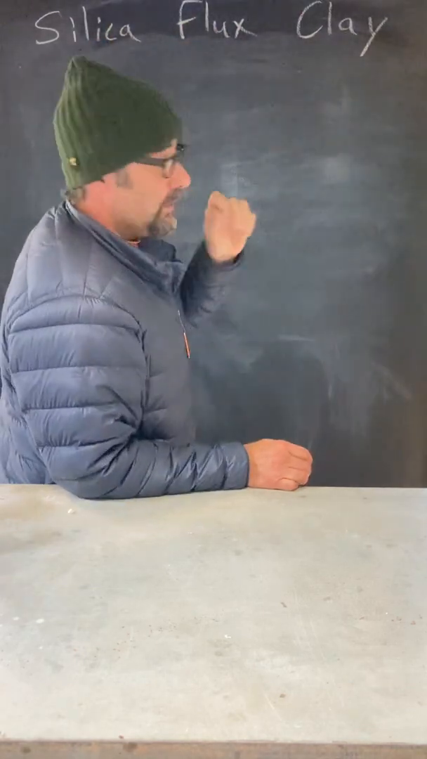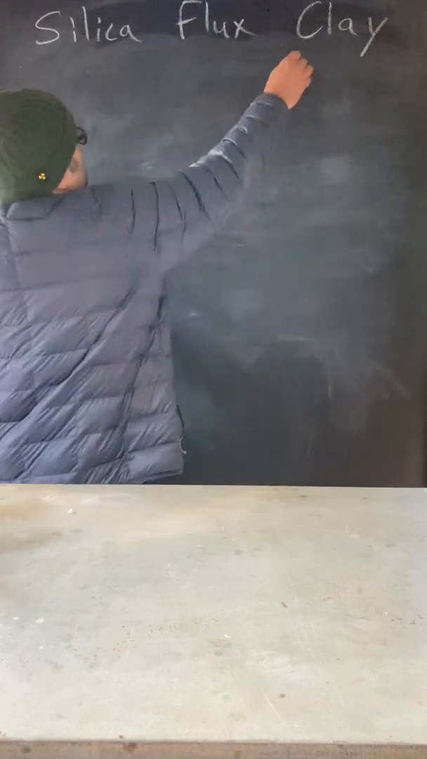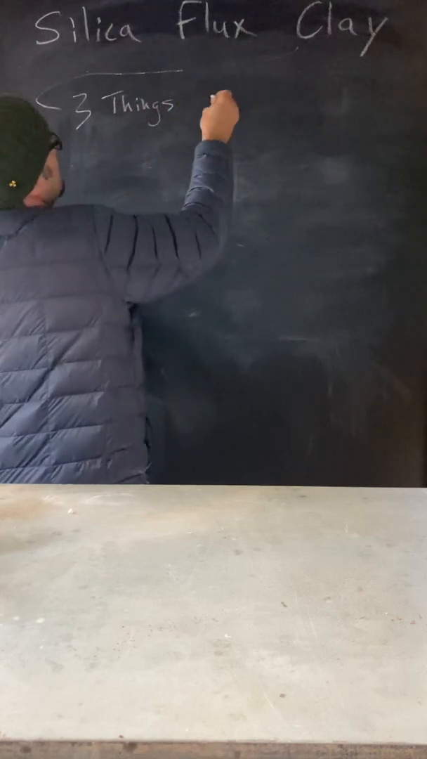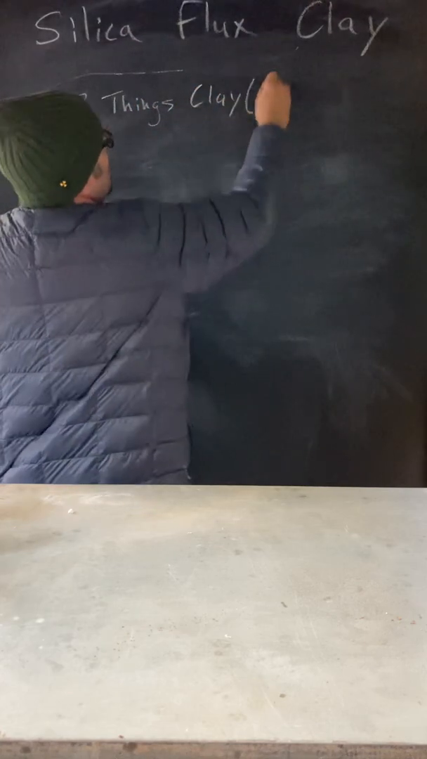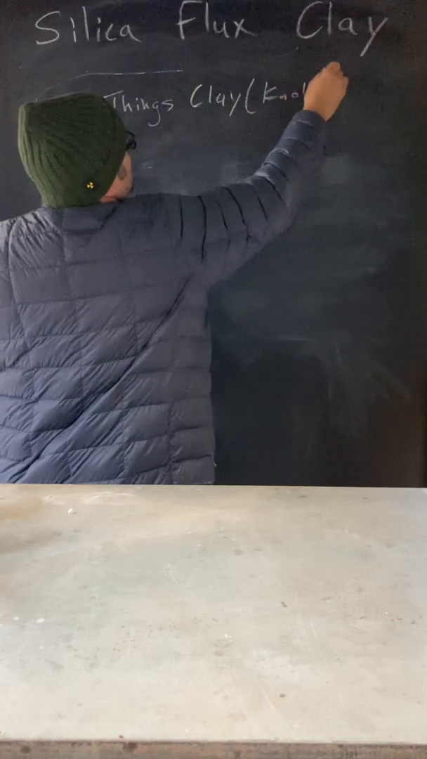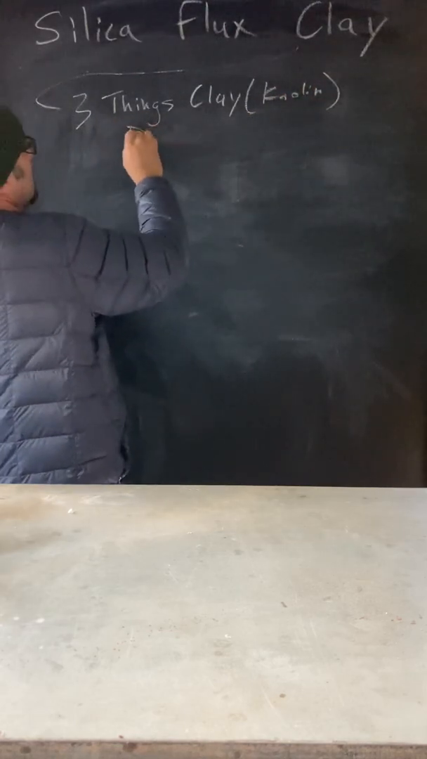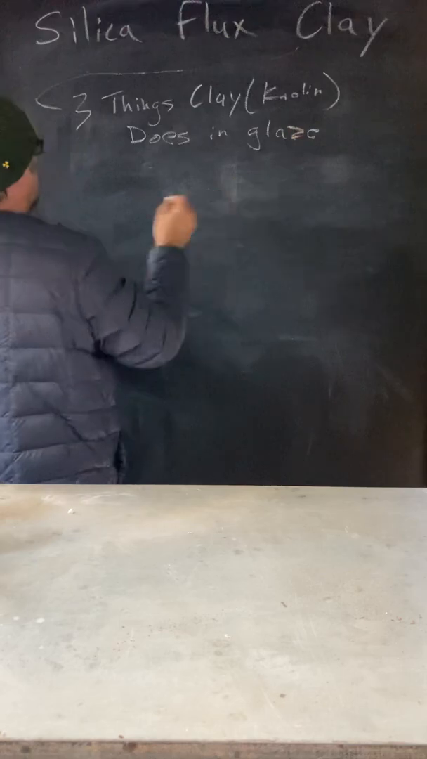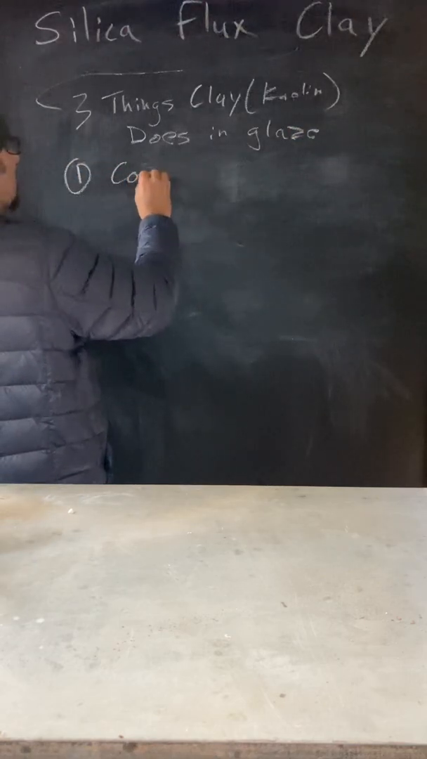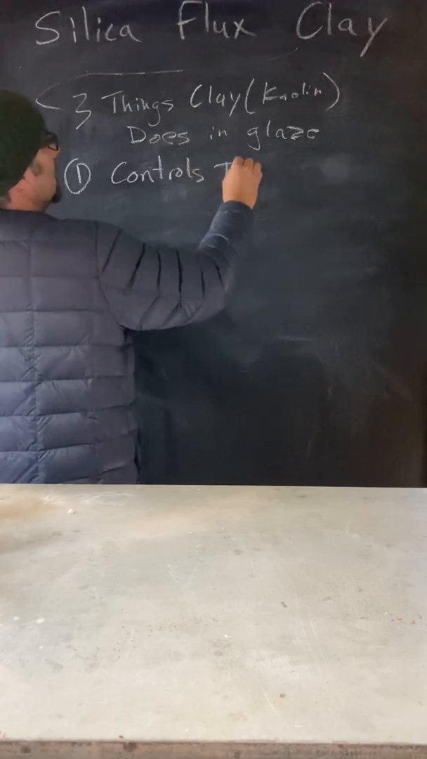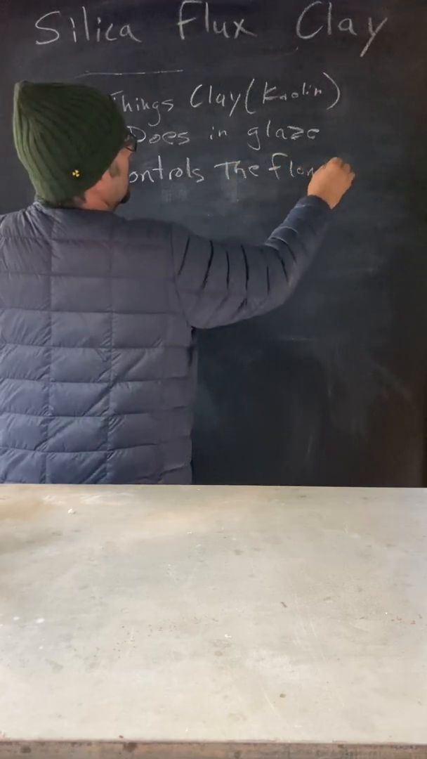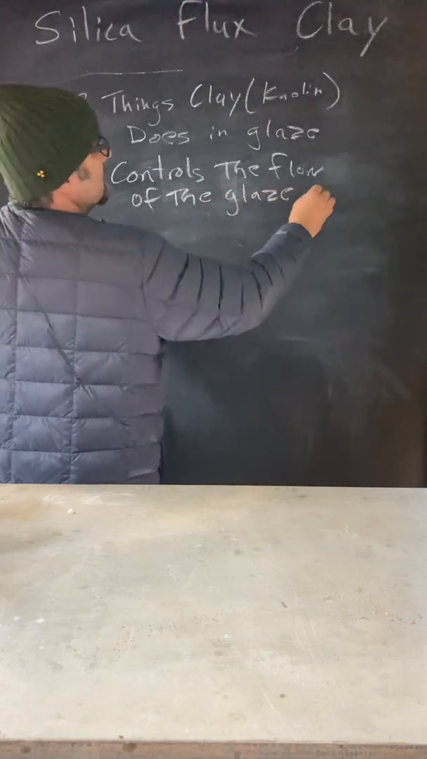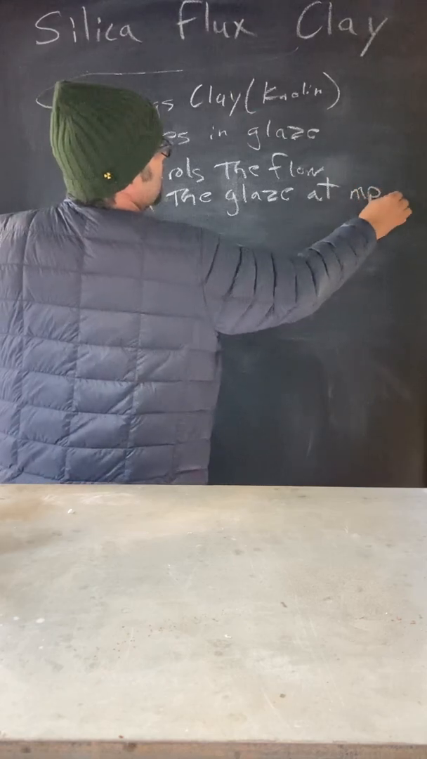What does clay do? Well, clay does a number of things in glaze. Three things. Clay, which is also known as kaolin, does three things in glaze. All right, so number one, it controls the flow of the glaze at MP. That's melting point.